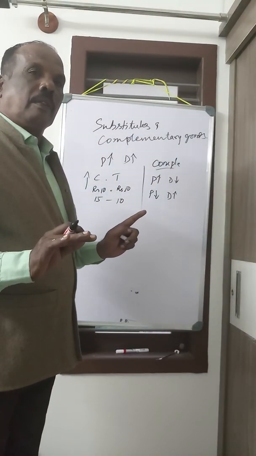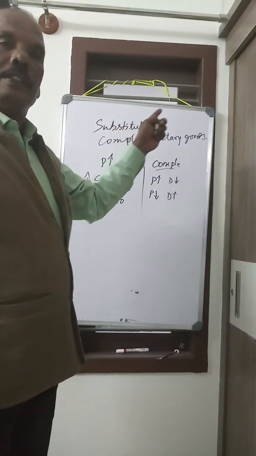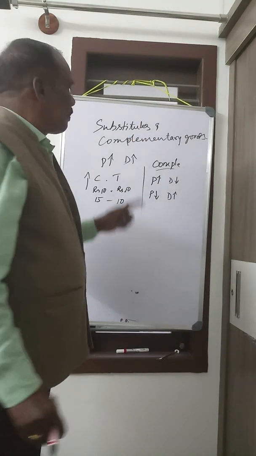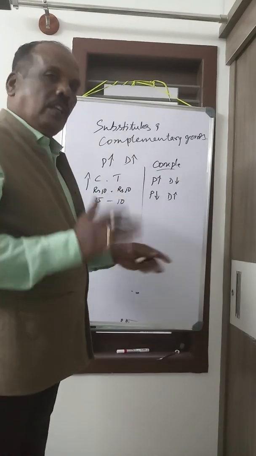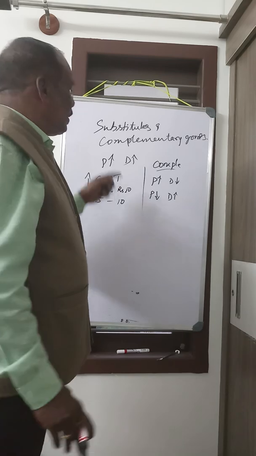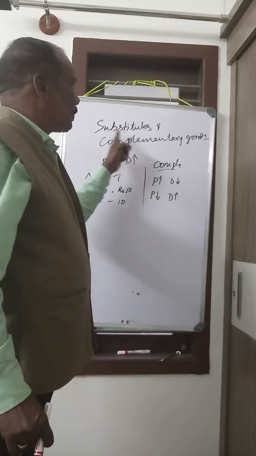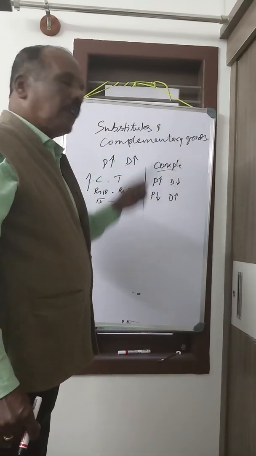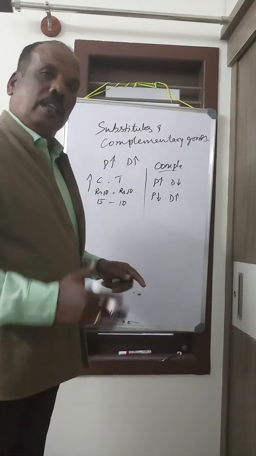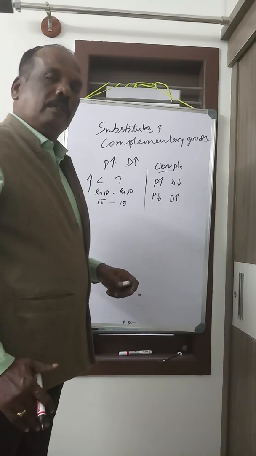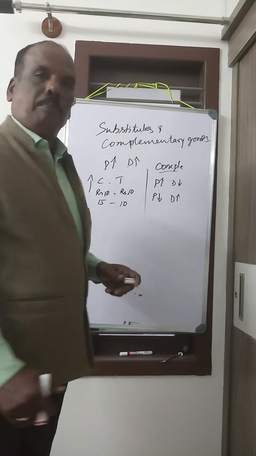Now, two more questions may be asked: what are the substitutes, give some examples; what are the complementary goods, give examples. If you combine these two answers, you will get the answer for a 4 marks question. That is, you have to define substitutes, give examples, define complementary goods, give examples, and see the changes in demand due to the changes in price. That's about substitutes and complementary goods.